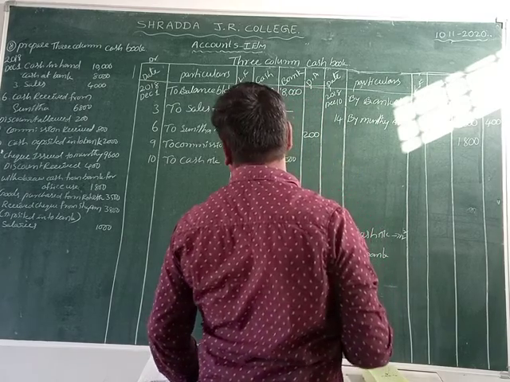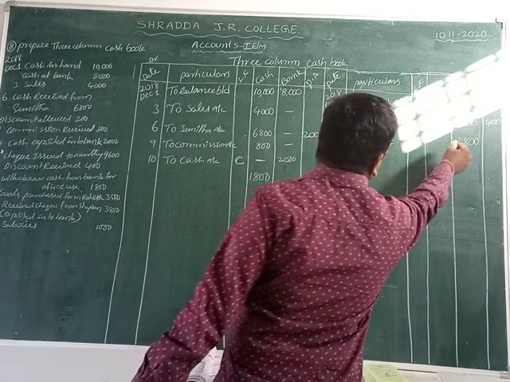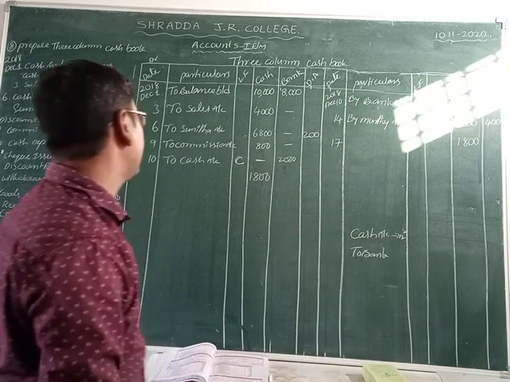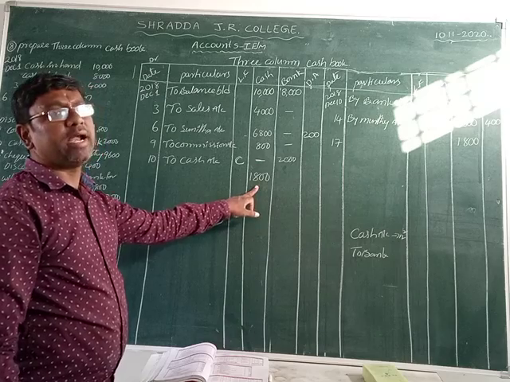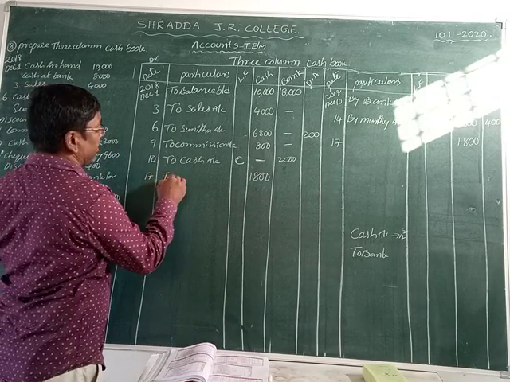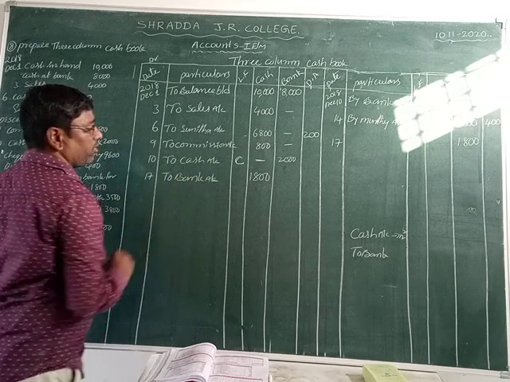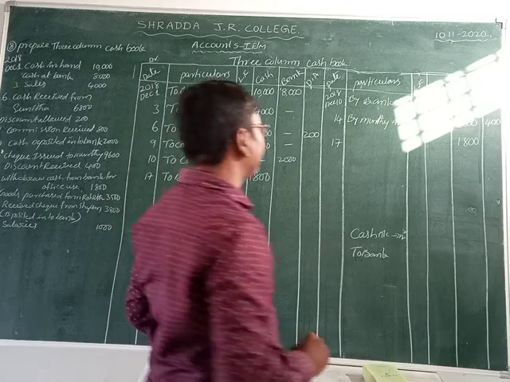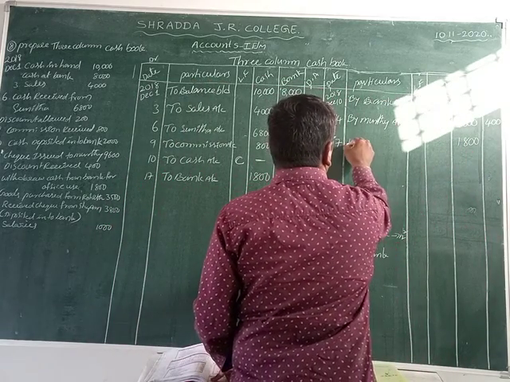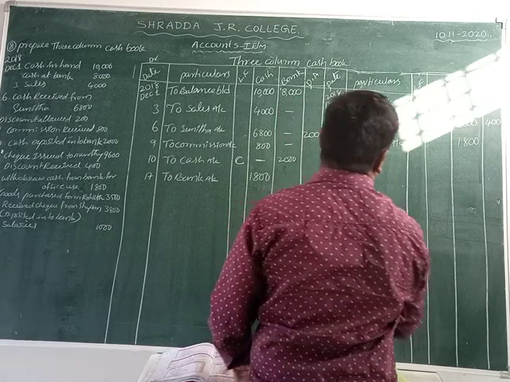Okay now. So what is the date? The date is 17th. How can we record that? In the cash account we don't write cash. What can we write now? To bank account 1800. And in the bank account we don't write bank. What can we write now? By cash account.